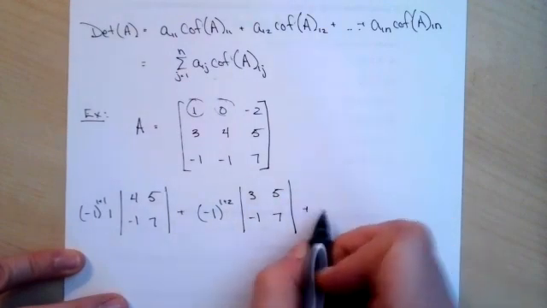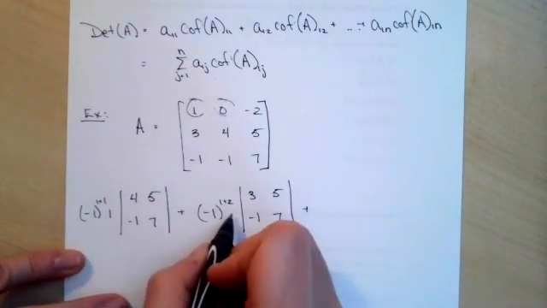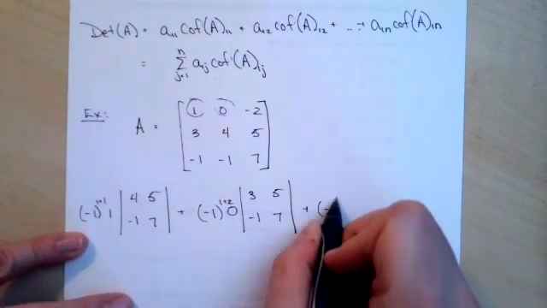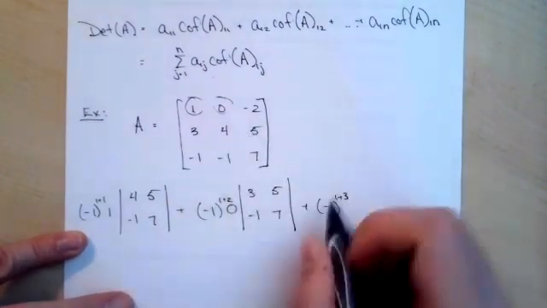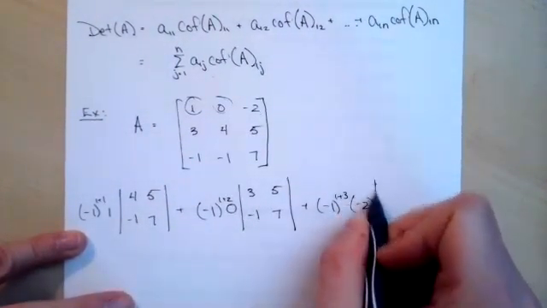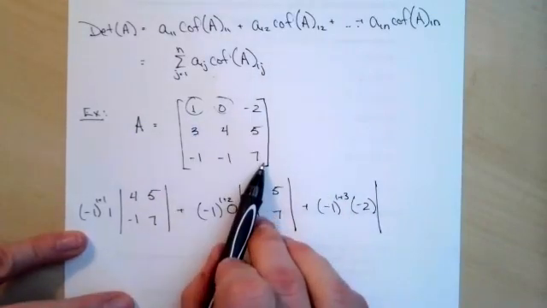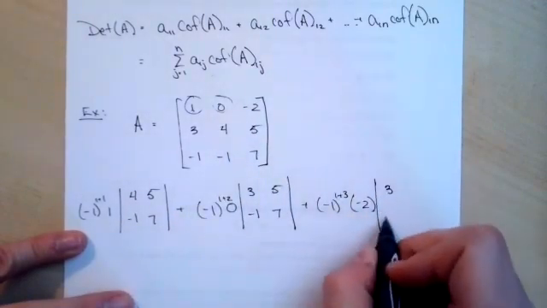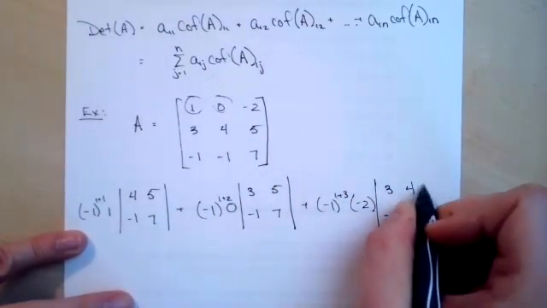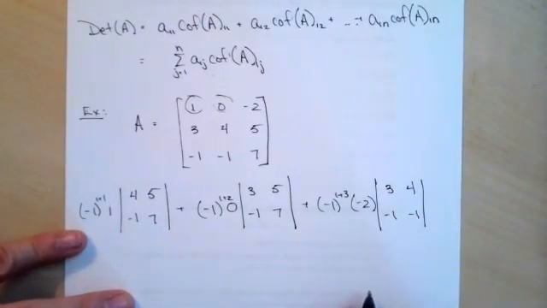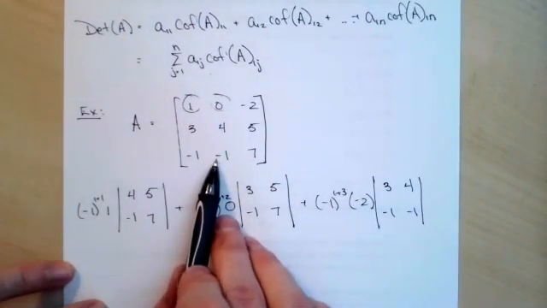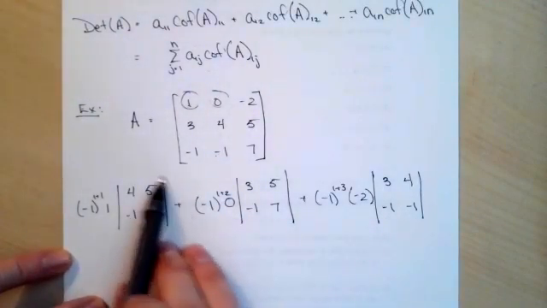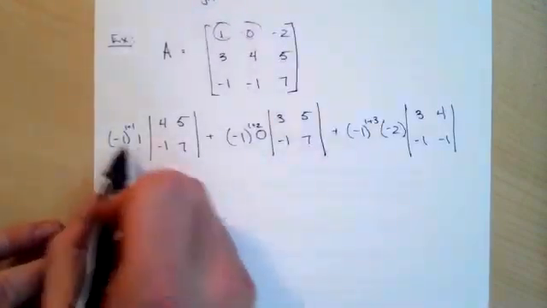And then that one, I forgot my coefficient, so we'll have a 0 out front times that, plus minus 1 to the 1 plus 3, times our coefficient times now the 1, 3 cofactor. So we'll have 3 minus 1 and 4 minus 1. So we reduce the problem of finding a 3 by 3 determinant down into some arithmetic with 2 by 2 determinants. So now we've got to compute each of these.